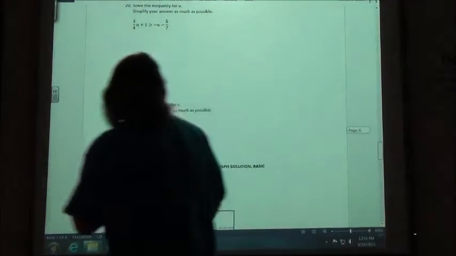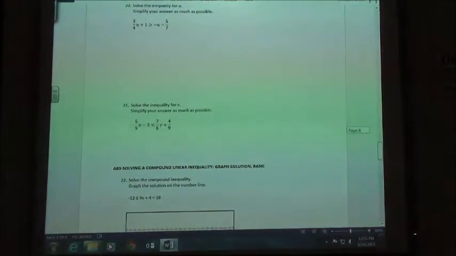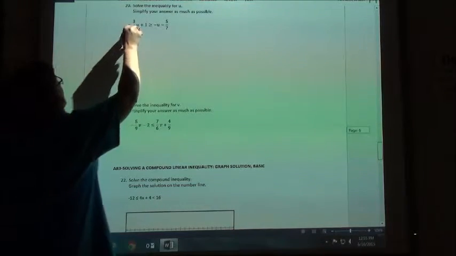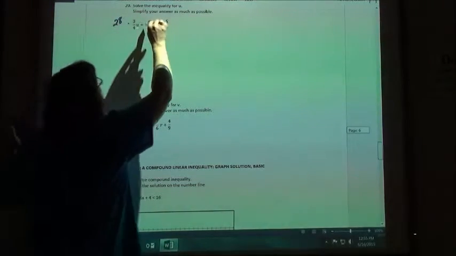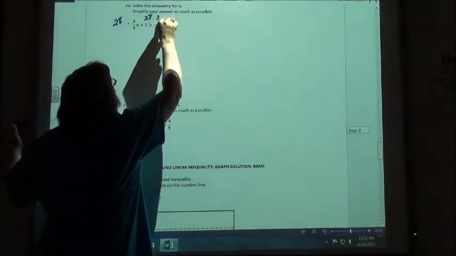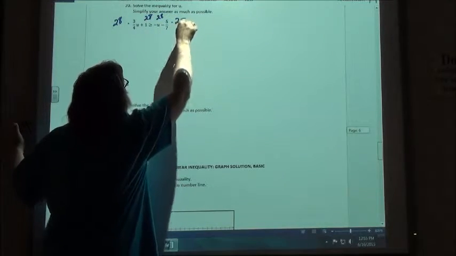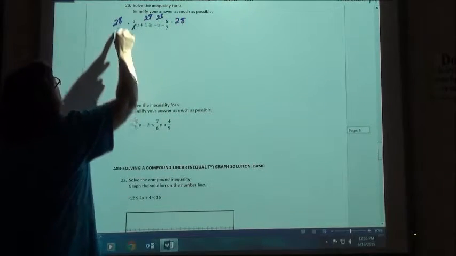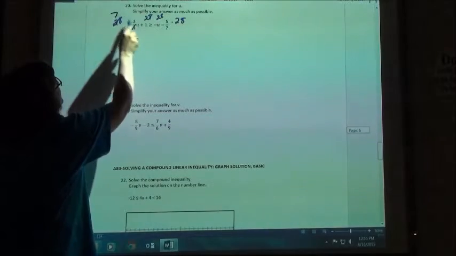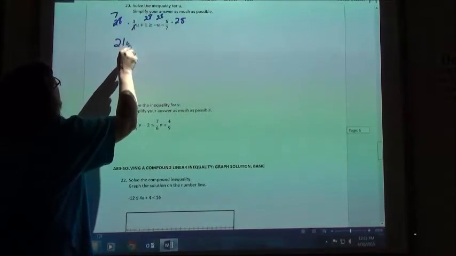So number 20, if we're going to solve that one for u, first thing I do is get rid of the fractions. What should I multiply every term by? 28. Since I have a 4 and a 7, the only thing I can do is take 4 times 7. So 28 times every one of those terms. 4 goes into 28, 7. 7 times 3u would be 21u.